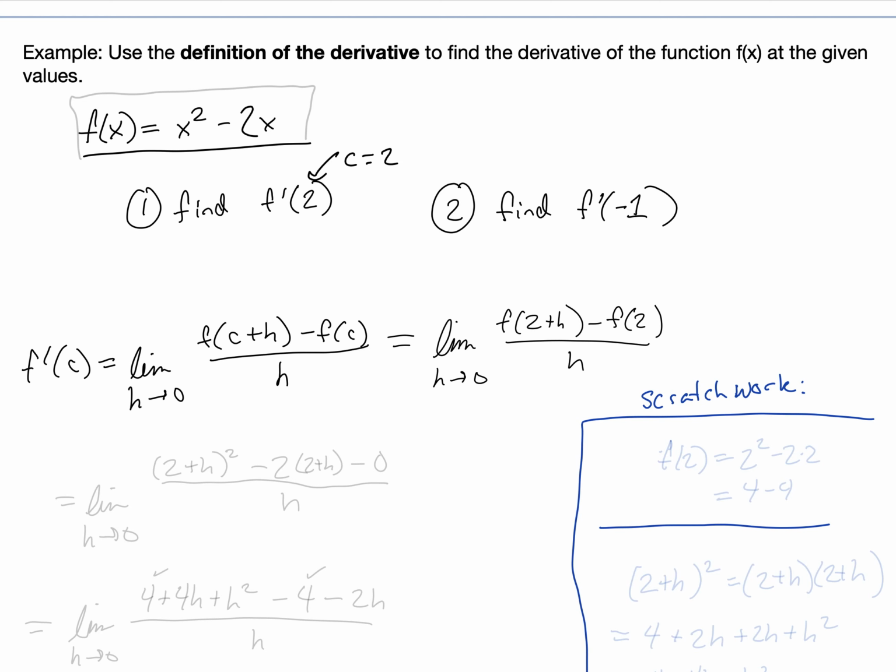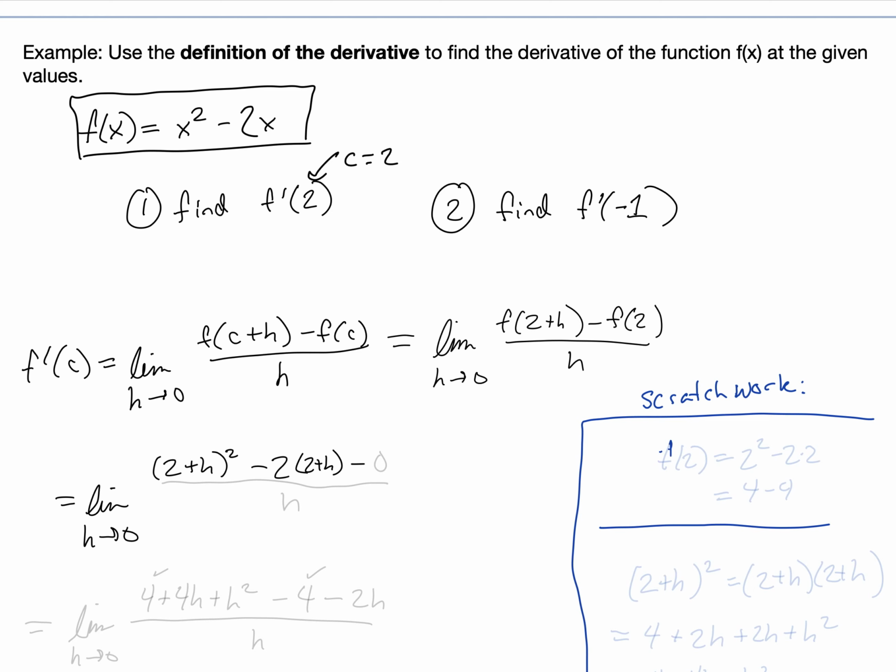And so now let's plug some values in. So this is the limit as h goes to 0 of, now I'm actually thinking about what is my function f of x. So this is x, the input, squared. 2 plus h squared is the first term in f of x, minus 2 times the input, 2 times 2 plus h, and then minus f of 2. So I could either do that on the side or plug it all in there. Let's just do it on the side, partly because we're running out of space.